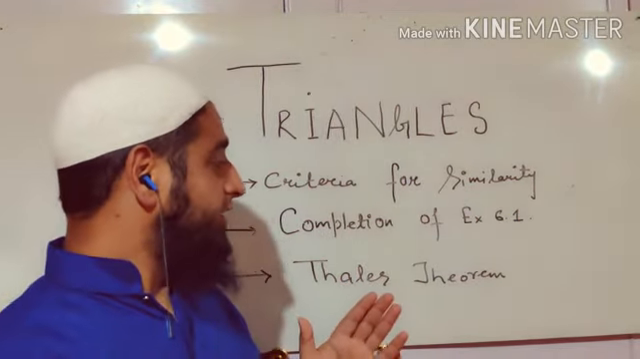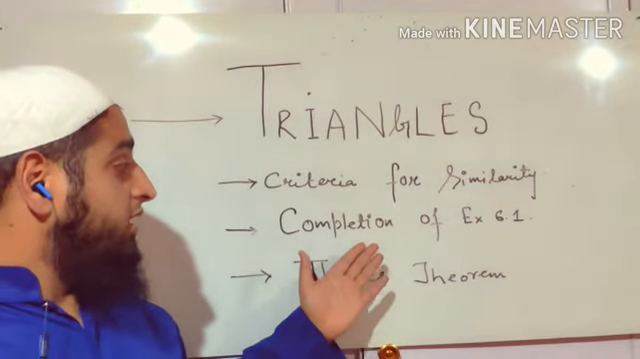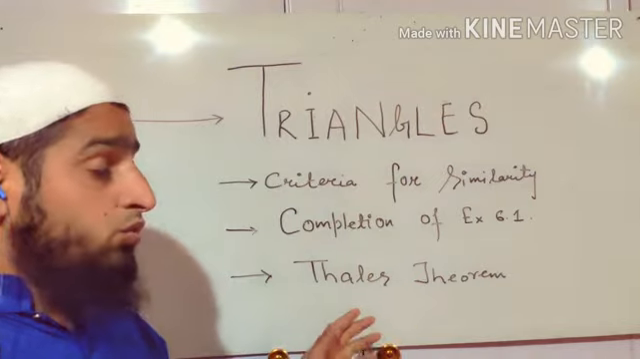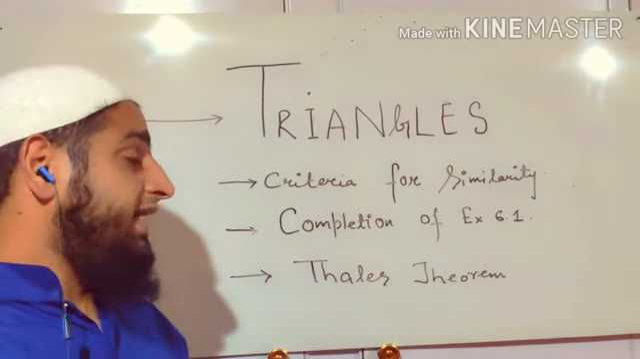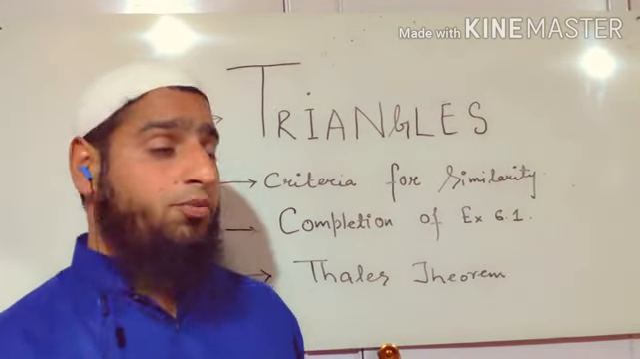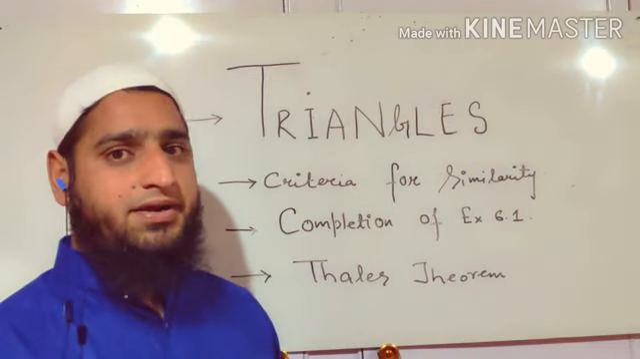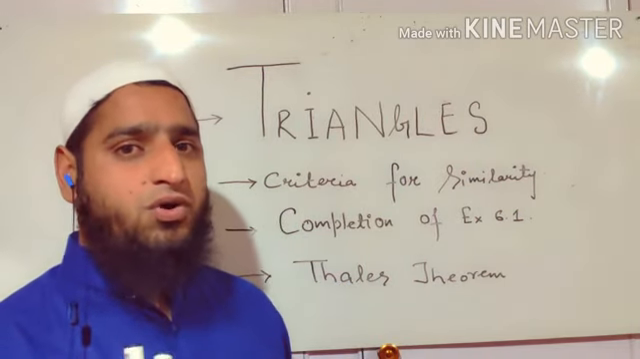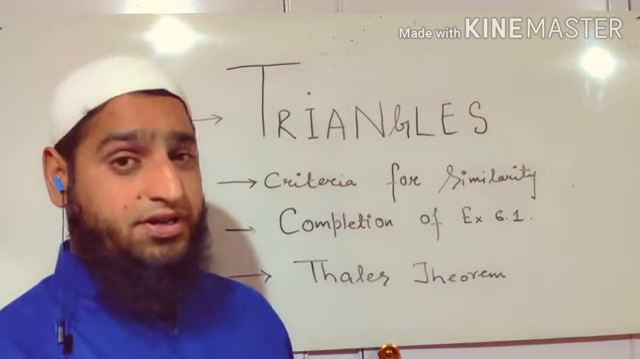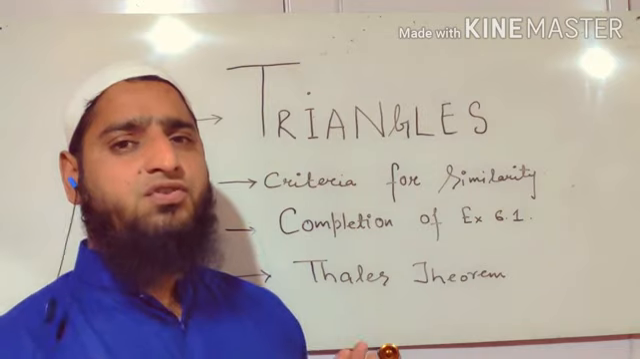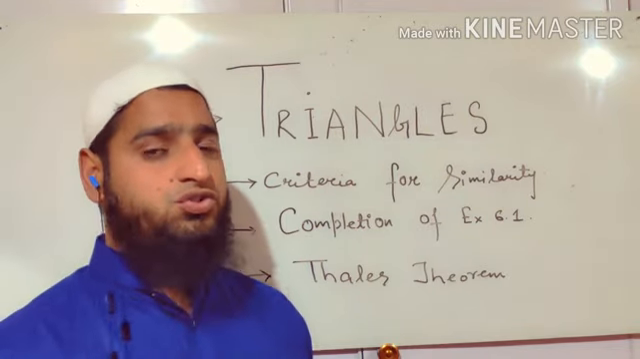And after that, we will complete Exercise 6.1 and the most important theorem, the Basic Proportionality Theorem, which you can call Thales' theorem. Today we will complete it. These are the most important concepts of this chapter. If you think cautiously, it will be very easy for you to understand the full chapter.